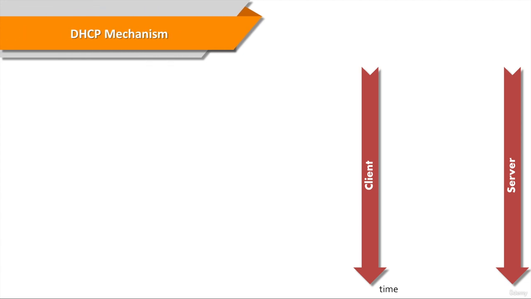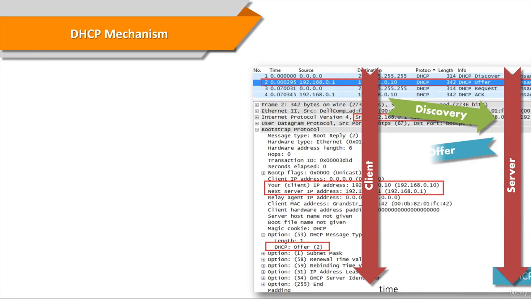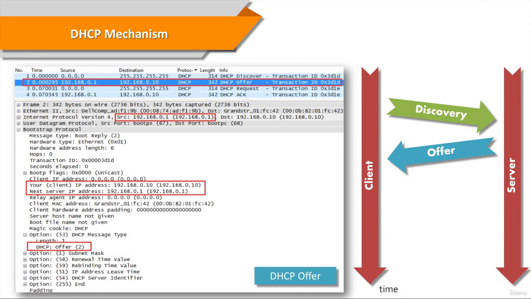So let's have a look to see how a DHCP mechanism works in detail. Once a device is turned on and connected to a network that has a DHCP server, it will send a request to the server called a DHCP Discover request. After the Discover packet reaches the DHCP server, the server attempts to hold on to an IP address that the device can use and then offers the client the address with a DHCP offer packet.